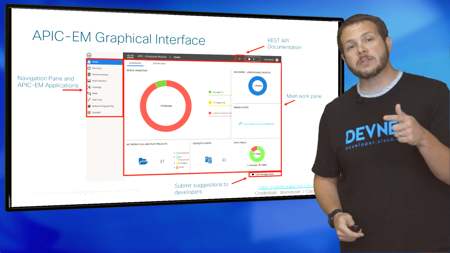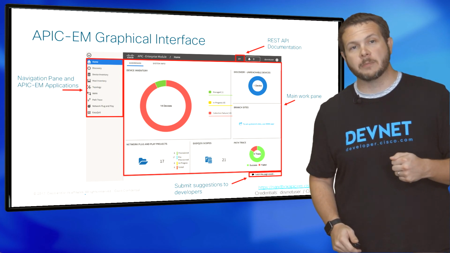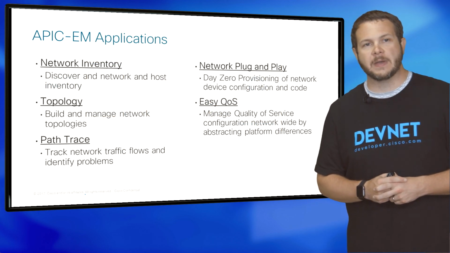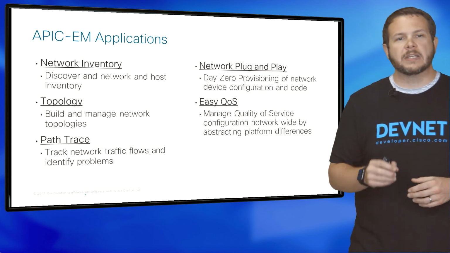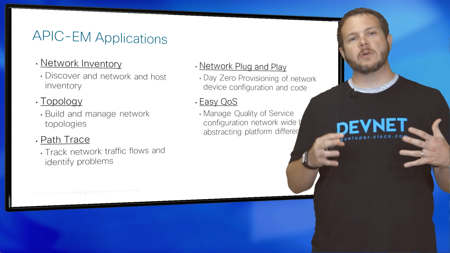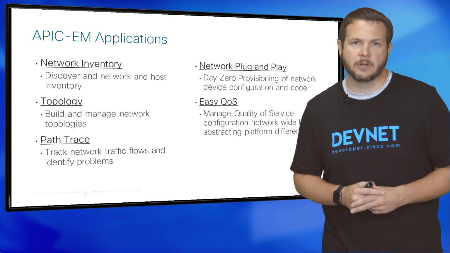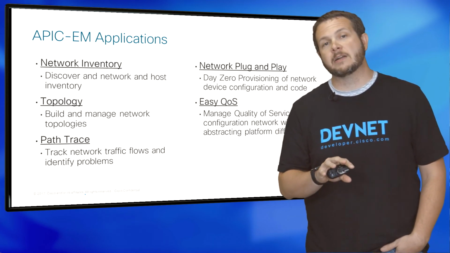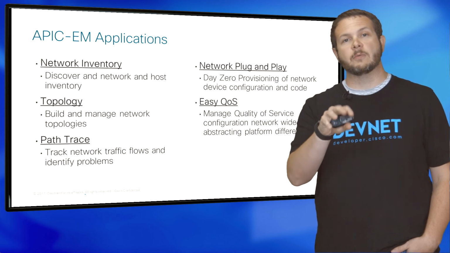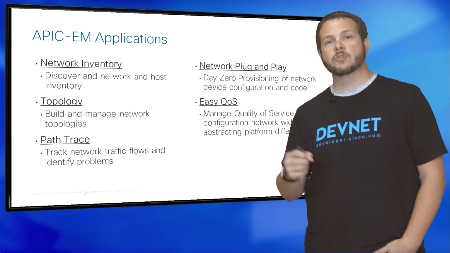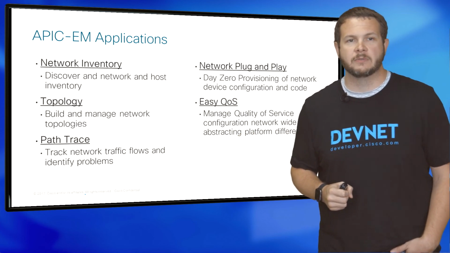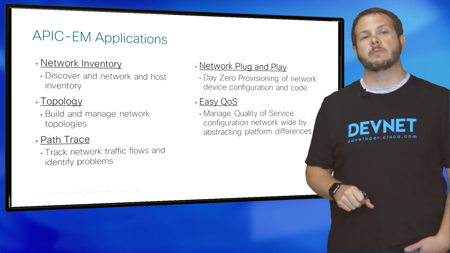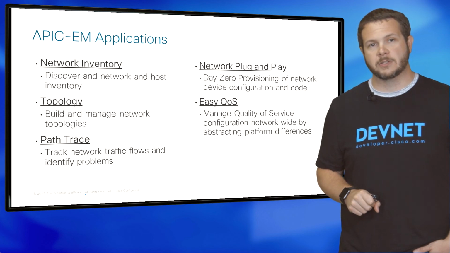Now, because what you're interested in is the applications that APIC-EM provides, let's talk about the 5 applications that are most commonly used today. Network inventory gives you the ability to both discover the network and the hosts that are available inside of the network. So using the APIs tied into network inventory, you can find out all the details about the devices, the network switches, the routers, version control information, all of those details about the inventory. But not just the network infrastructure. Also the hosts that are connected to the network are available through the network inventory application.